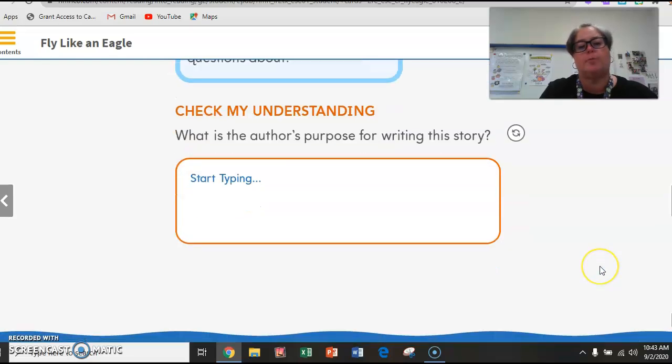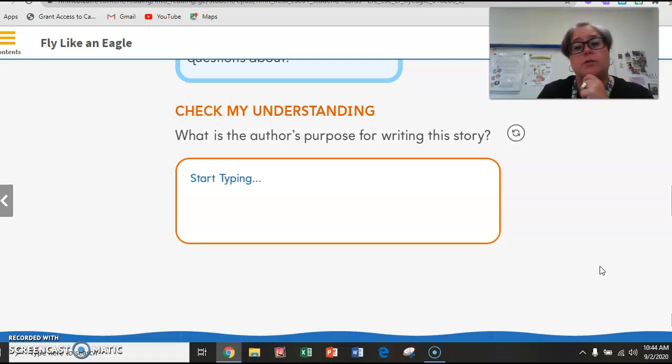What is the author's purpose for writing this story? Remember we talked about author's purpose? Let's think. What do you guys think the author's purpose for writing this story was? Are they giving us facts? They did give us some facts about eagles being the national bird, but is the whole story just based on true facts? No, so it's probably not to inform. Are they trying to persuade us into doing something or buying something or acting a certain way? I don't think so. I think it was just written to entertain us.